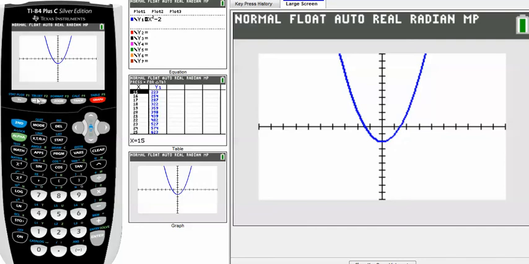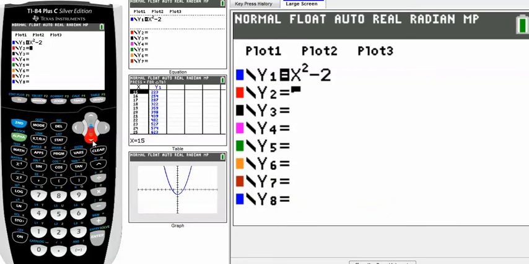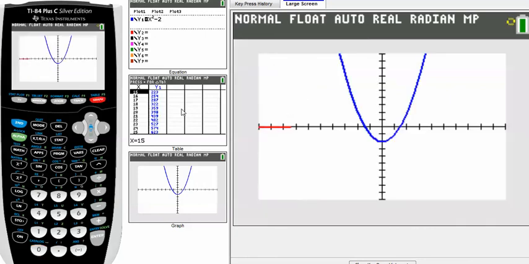What I can do is go back to my graph and make a second graph on here. My second graph, I'm going to make basically y equals 0. And if you recall, that's just the x-axis. Now if I graph this, you're going to see that line come in red right here. So there's y equals 0, and here's my other graph of x squared minus 2.